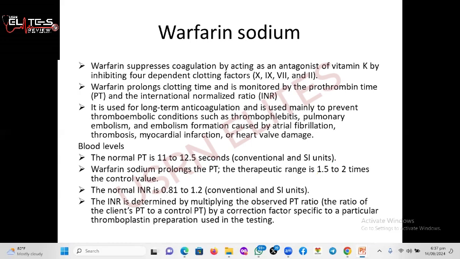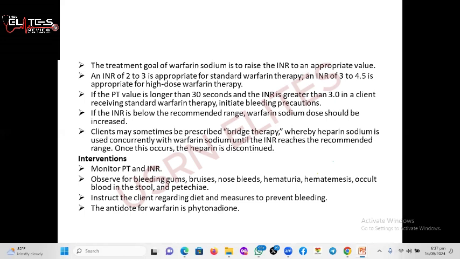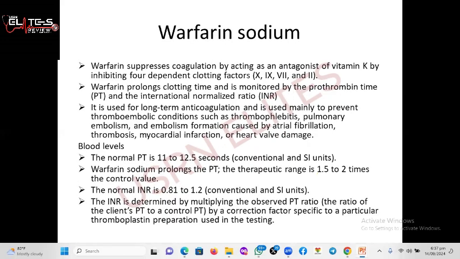Then when it comes to the INR, the normal levels are about 1.2. Now, for someone on warfarin, if you are monitoring the INR level, it should be between 2 to 3. Yes, for someone on warfarin, if you are looking at the INR.